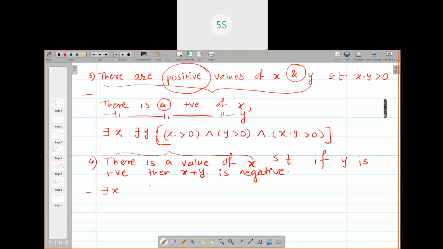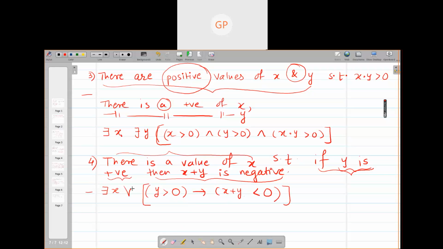That is inside, your premise. Now this is a compound statement. If y is positive, then x plus y is negative. So that can be written as: if y is greater than 0, then x plus y is less than 0, right? This is your compound statement.